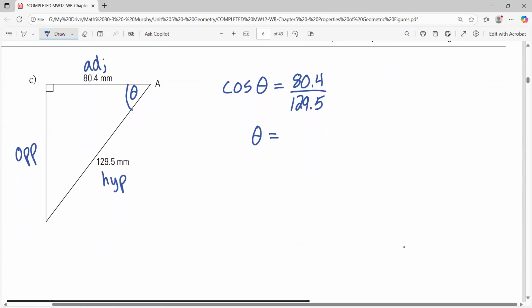Okay. Second function cosine. In your calculator, there'll be a bracket, and then go 80.4 divided by 129.5, close off the bracket, and hit enter. And the angle is 51.6.